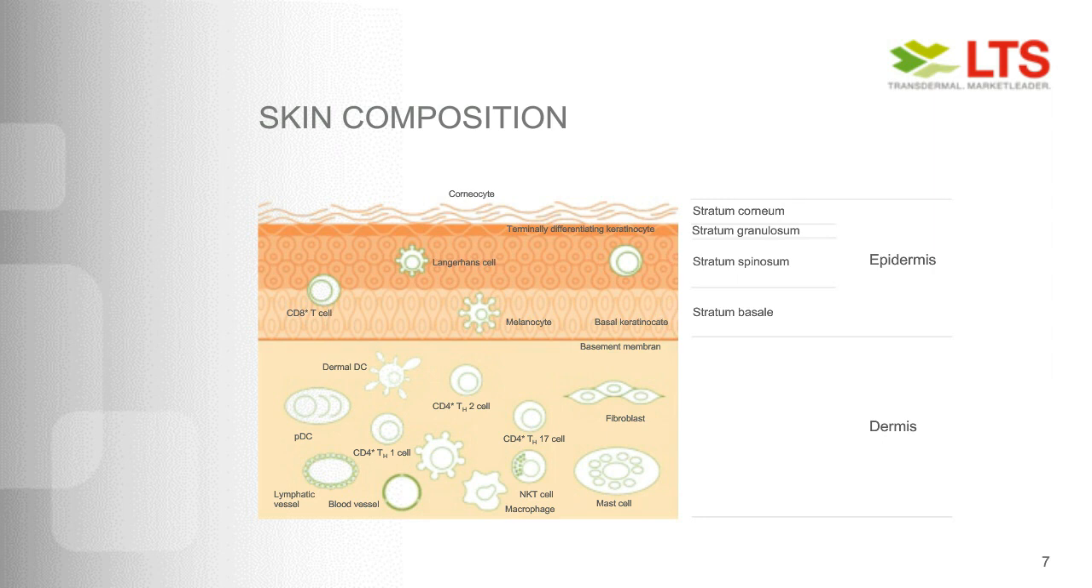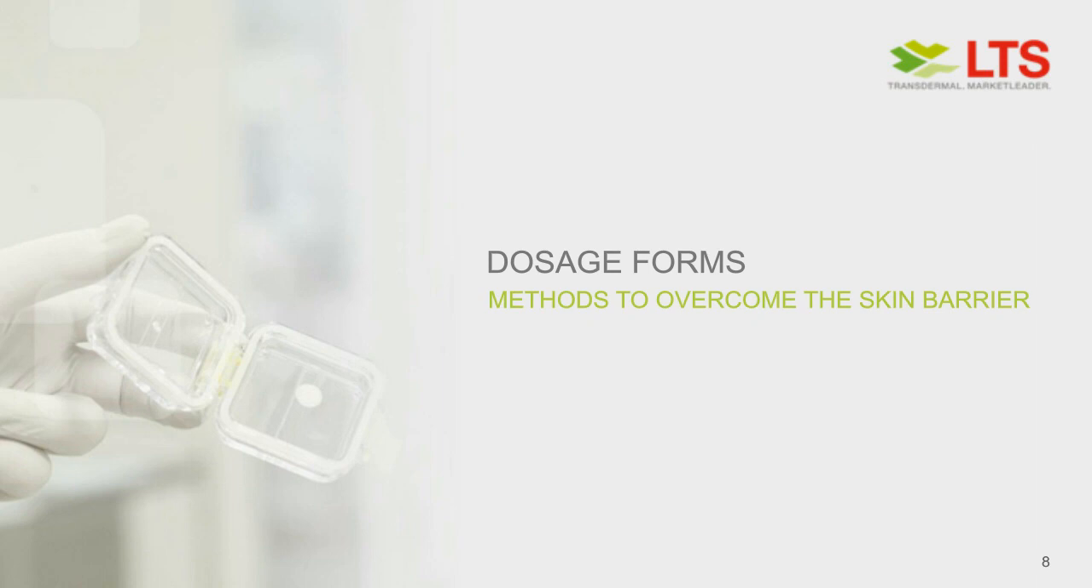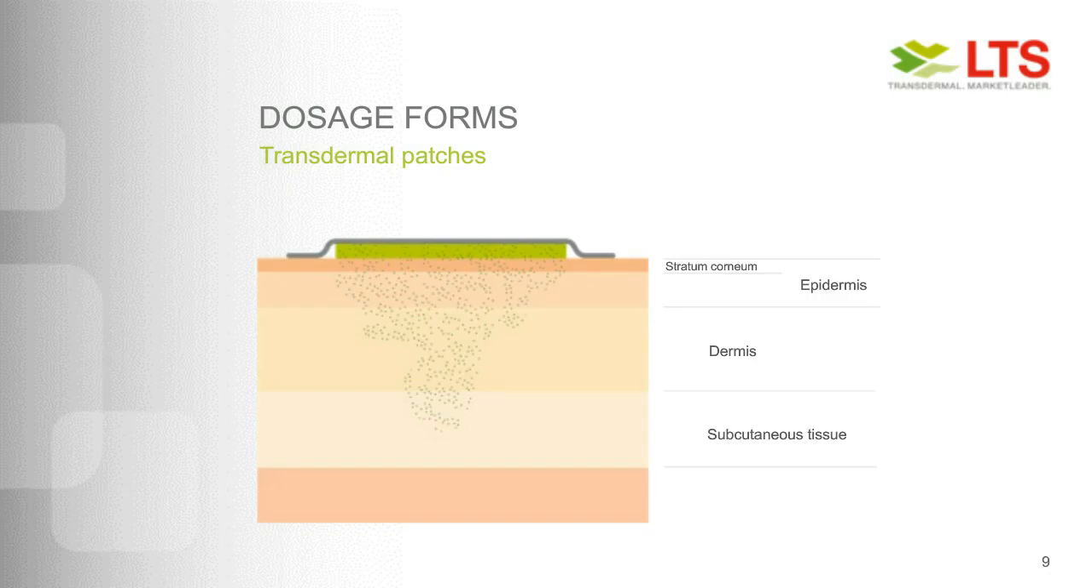And this is the big challenge we face when we are talking about transdermal delivery, especially when we are talking about large molecules, biologics, and vaccines, which are not known to go right over the skin. To overcome this barrier, there are a couple of dosage forms that can do that. I just picked a few, not all, and one of those that can overcome the stratum corneum is classical transdermal patches, for which LTS is widely known.